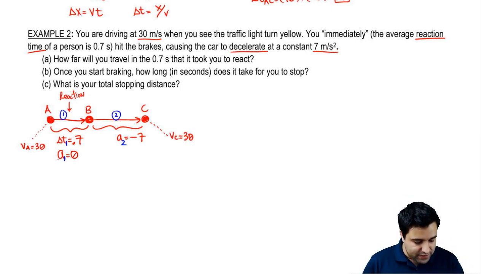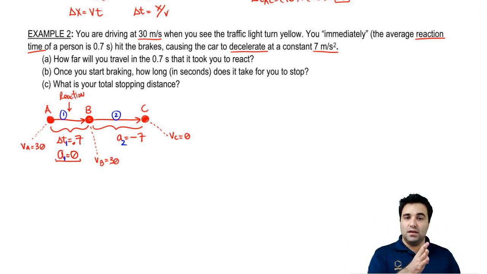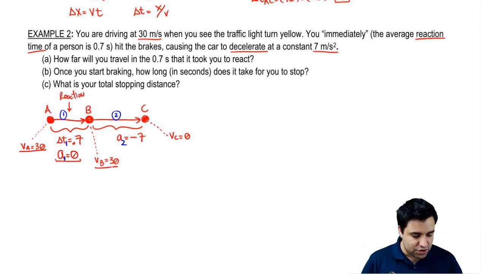Now notice that my acceleration is 0 for the first part. That means that my VB is, actually this is 0, sorry. That means my VB will be 30 as well. Because between A and B, you're just reacting to it. Your acceleration is 0, your velocity doesn't change, right? You keep moving at the same rate. Here, you're going to come to a stop eventually.